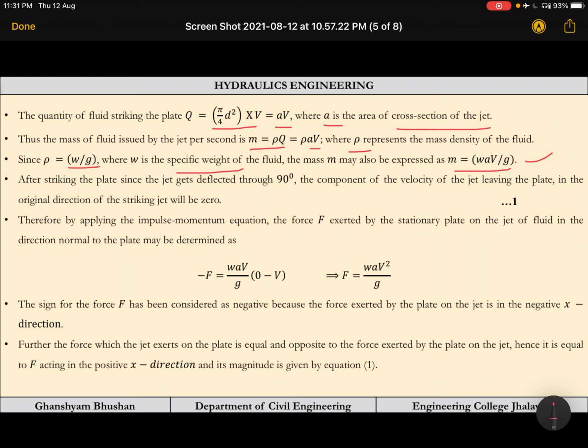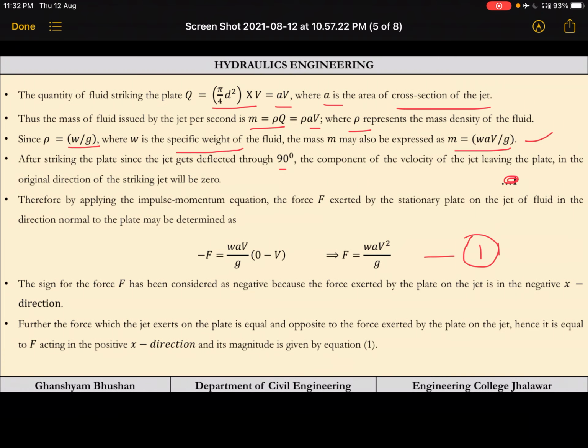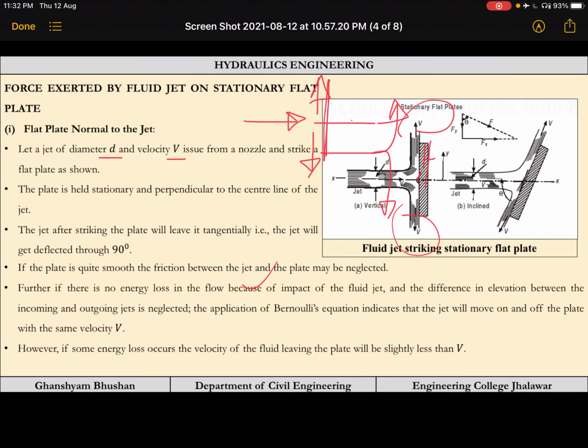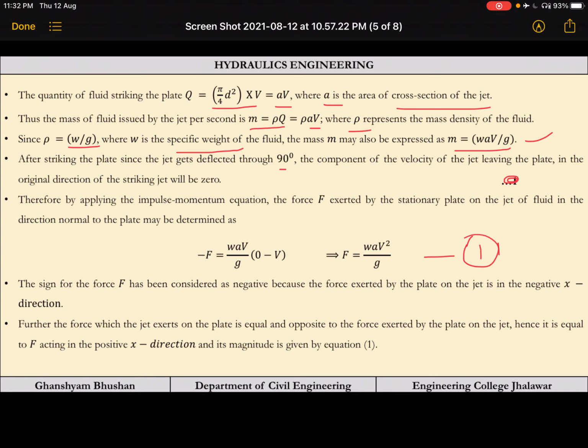So after striking the plate, what is going to happen? Since the jet gets deflected through 90 degrees, the component of velocity of the jet leaving the plate in the original direction of the striking jet will be 0. So try to understand here, what is the original direction of the jet? This is the direction, but here an obstruction is there, so the fluid is going to move like this. So in this direction, after striking, the momentum will be 0 because there is no velocity in that particular direction.